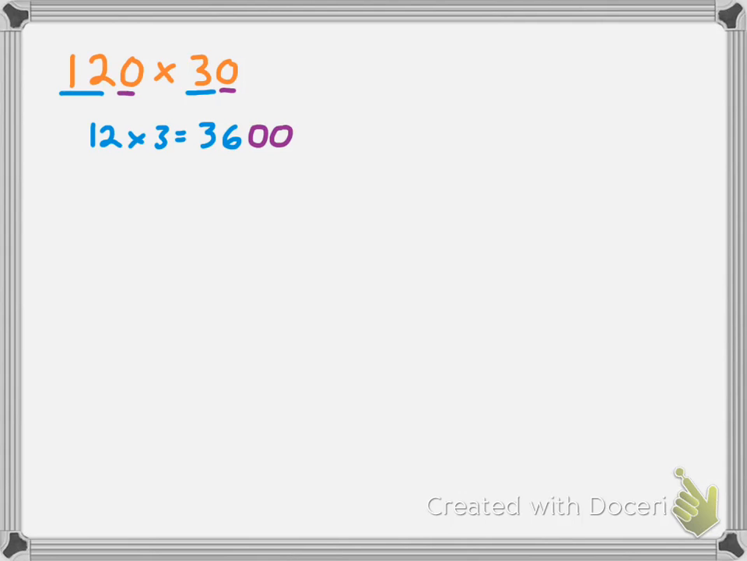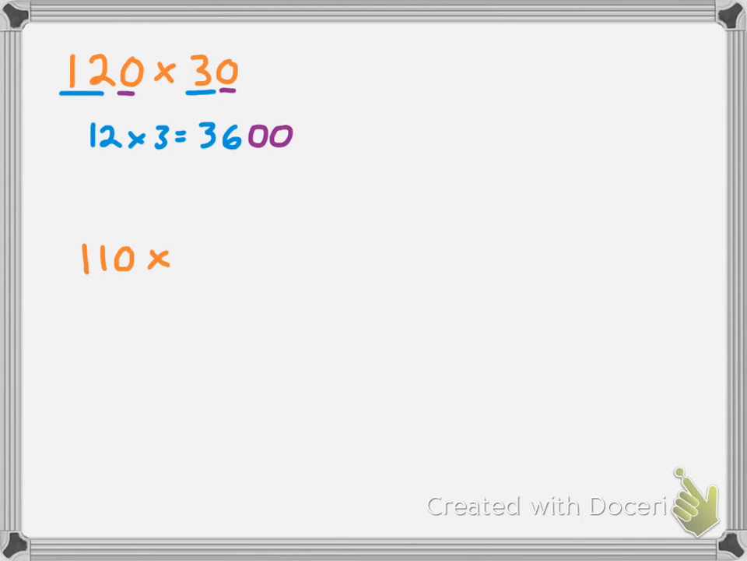Let's do some more practice. If I have 120 times 30, well, I can just use what I know with 12 times 3, and I know that 12 times 3 is 36. And then I just have 2 zeros to put behind it, 0, 0. So 3,600 ends up being my answer.